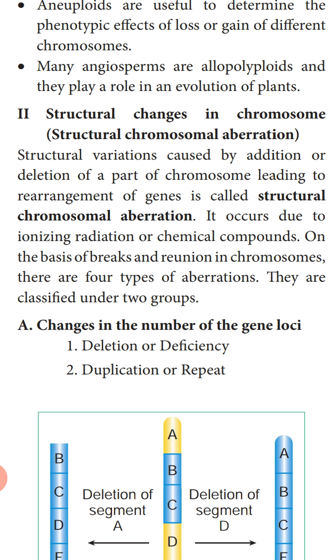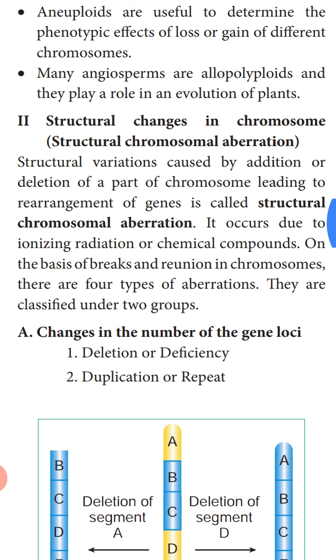The first one is change in the number of gene loci. When a segment is getting added or removed, the number of gene loci will be changing here. So the position of the genes will be changing. This is brought about by two methods, either by deletion or deficiency, or by duplication or repeat.